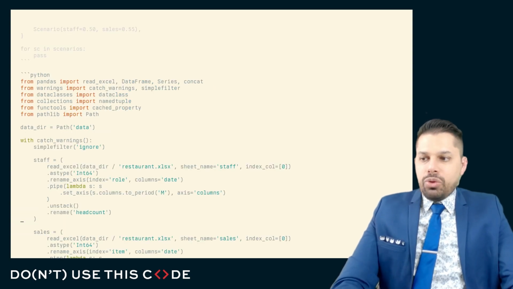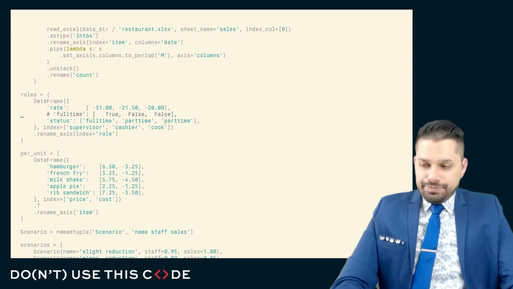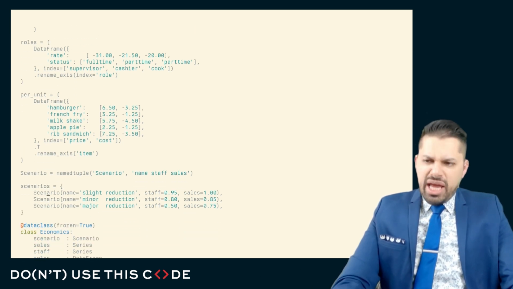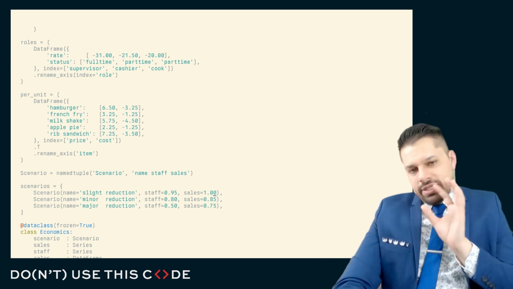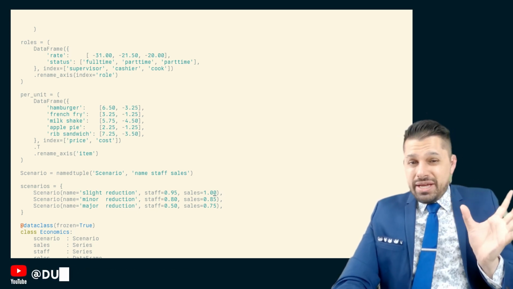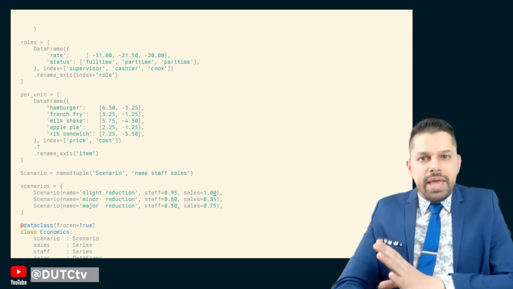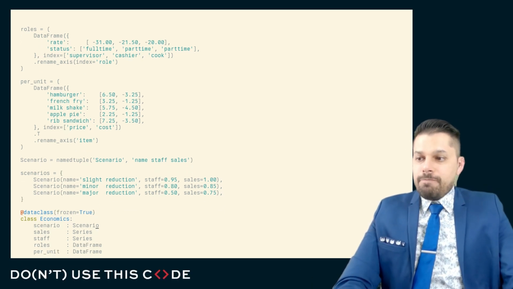Here I have the data pulled from Excel. I have the hard-coded data that we have for our roles in our unit. I have my different scenarios that I'm going to run, and here we'll say maybe we'll decrease staffing by 95%, and maybe we can get away with that. So here in this particular scenario of a slight reduction, maybe we lose no sales because people expect to wait in line if it's around lunchtime. So maybe they won't be that off-put by there being fewer cashiers or fewer supervisors.